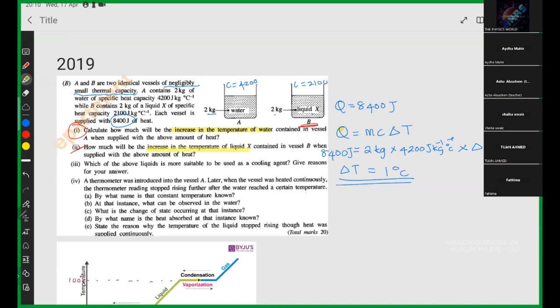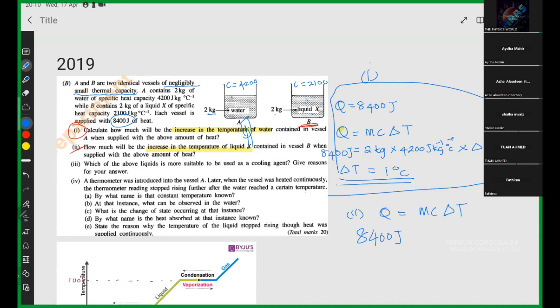Increase in temperature of the liquid X. So what are you going to do? The same equation. This is for the first one. For the second one, Q equals MC delta T. What is the Q? Same Q only you are giving, same heat. Q means heat. You can provide it with a Bunsen burner or something else. So the same 8,400 joules is given for this one and for this one as well. So 8,400 joules. Mass is already given.